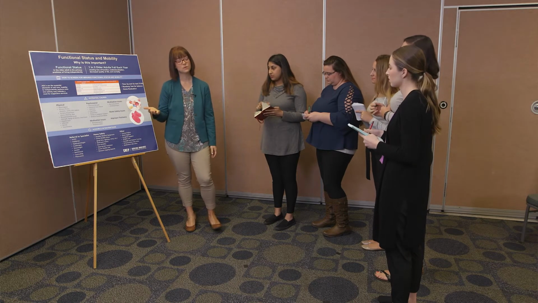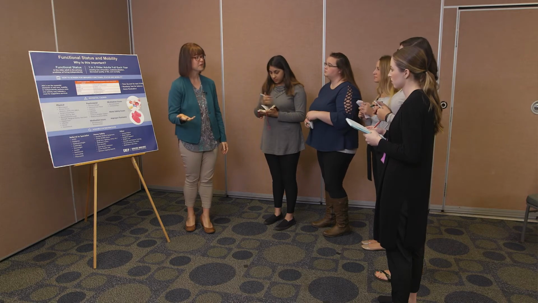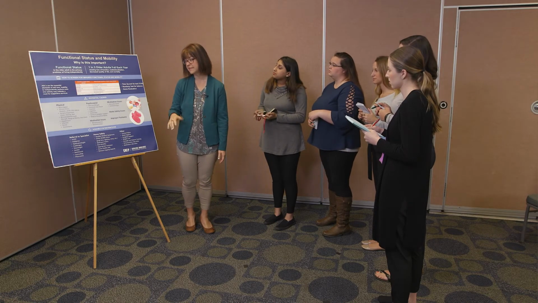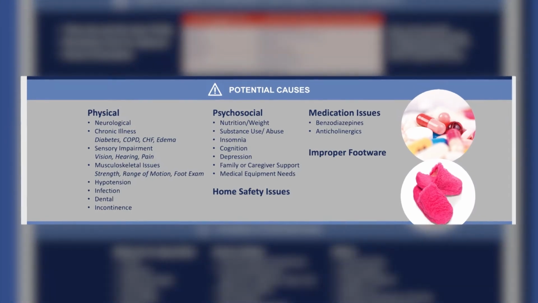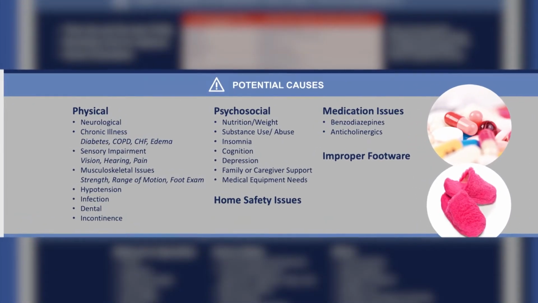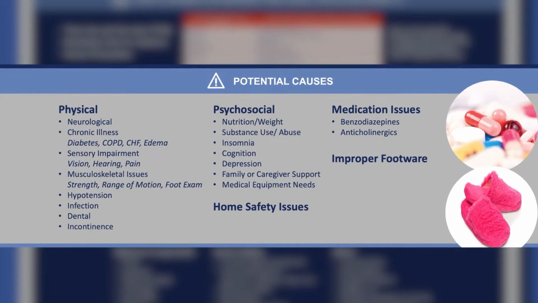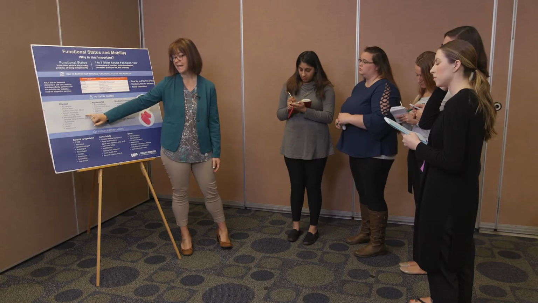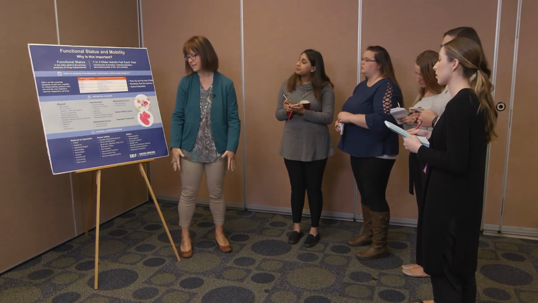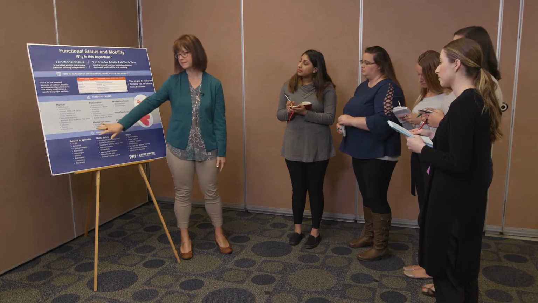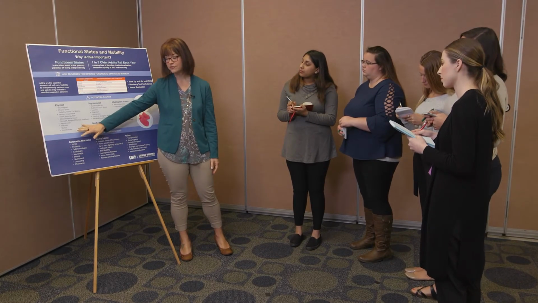Some of the causes when people are seeing a decrease in their function or mobility: there definitely are some significant medical concerns you'd be worried about. Some neurologic concerns. Do they have other chronic illnesses like COPD or heart failure? Hearing impairment, vision impairment, both are risk factors for having a fall. Are they having pain or other musculoskeletal issues? Is there a restriction in the motion in any of their joints, particularly in their lower extremities? Are they at risk of their blood pressure dropping low?